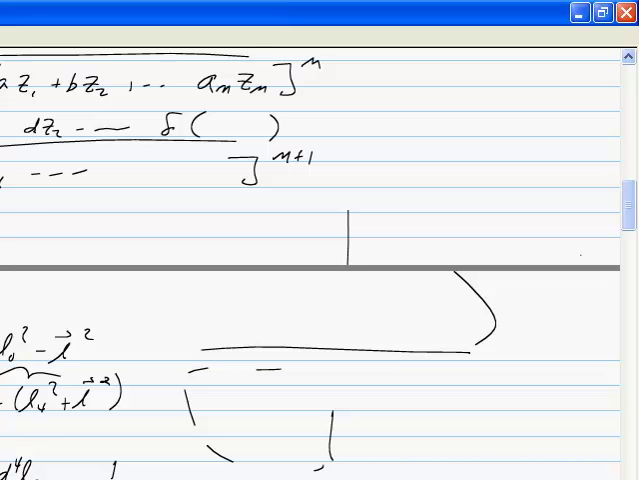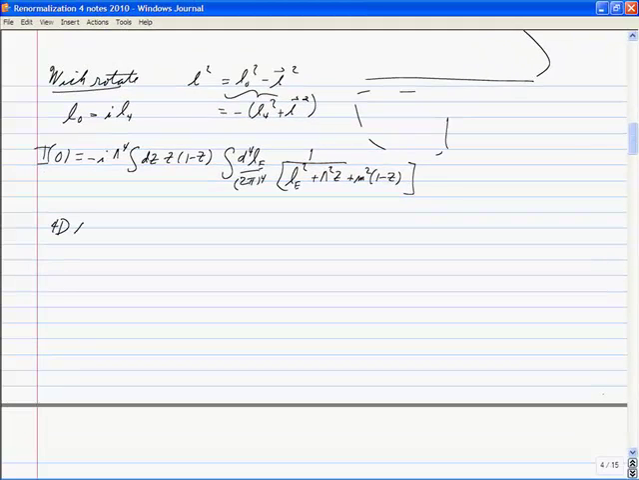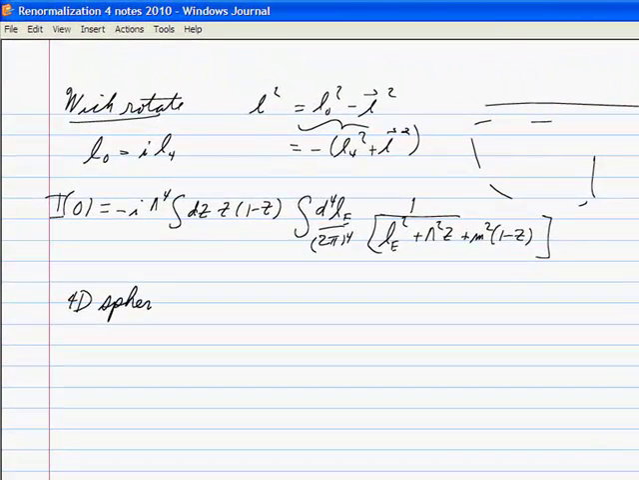Okay. And now I do 4D spherical coordinates. You're free to ask if you want me to say anything more about these guys. But now that's 4D spherical, symmetric. So everything here I do in 4D.